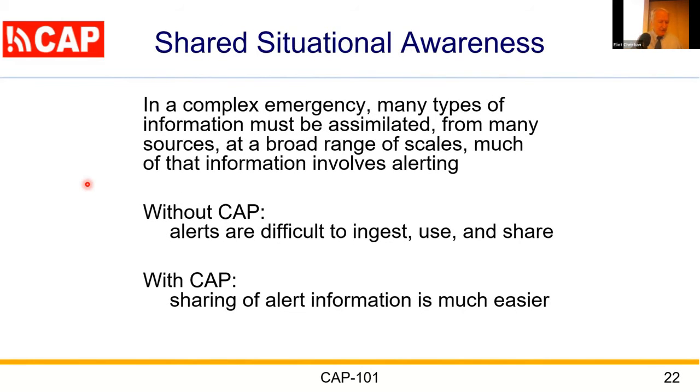Think about a complex emergency where information of many types has to be assimilated from many different sources over scales ranging from very local to national, maybe even global. And alerts are a really big part of that. Without CAP, the variety of different kinds of alerts makes it really difficult to get, use, and share that kind of information because there's so many kinds of formats and over different media. With CAP alerts, that information gathering and analysis is much easier.